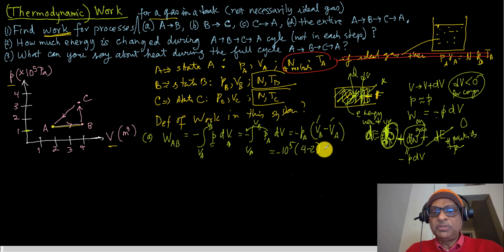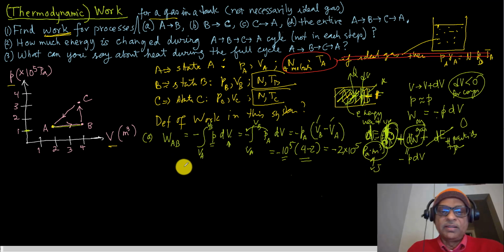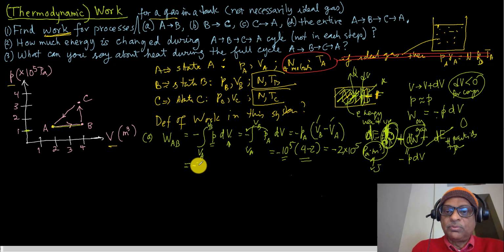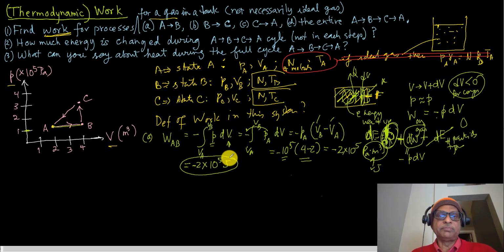So actually when the gas expands, it loses energy. So look at this, it's losing energy, minus 2 times 10 to the power 5. This is in Pascal and this is meter cube. It's a Pascal meter cube, and this is all SI units. You can show that this is the same as joules. So this is equal to minus 2 times 10 to the power 5 joules. So that's the answer for A.